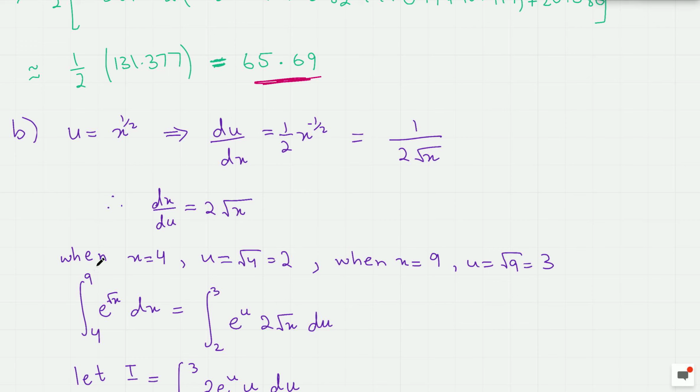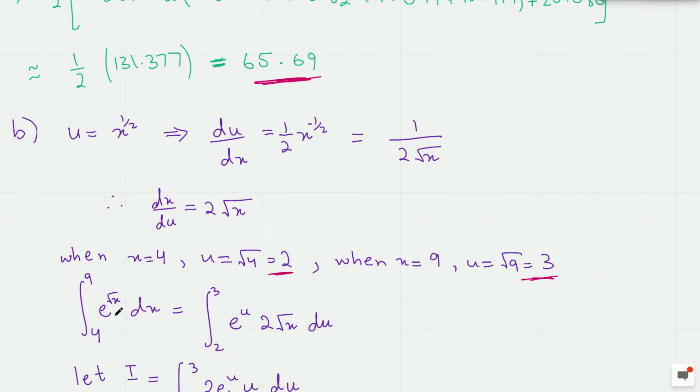Now we also need to change the limits. Whenever we're using integration by substitution, we have to change the limits. So when x is 4, this is the lower limit, u is the root of 4, which is 2. So the new lower limit now is 2. And the same for when x is 9, u will be 3, so the upper limit is 3.